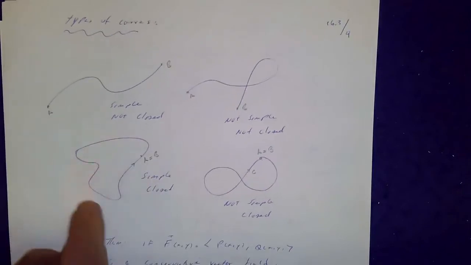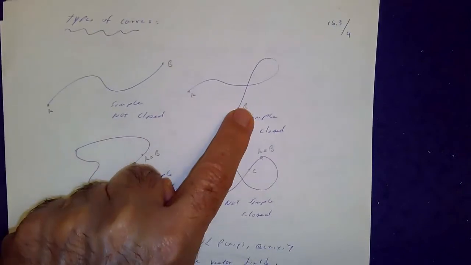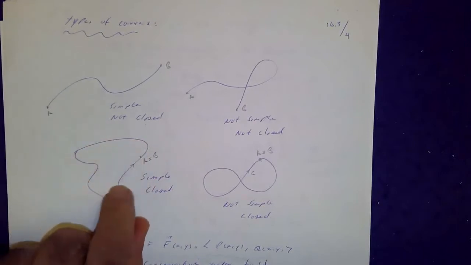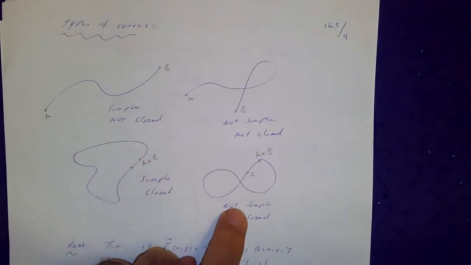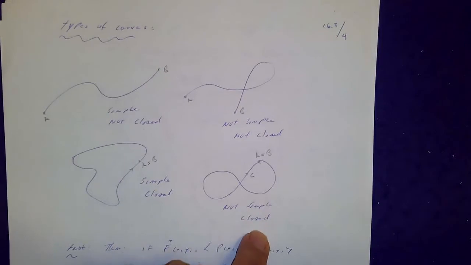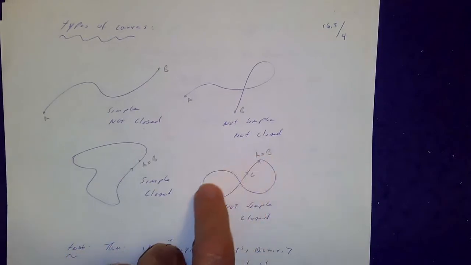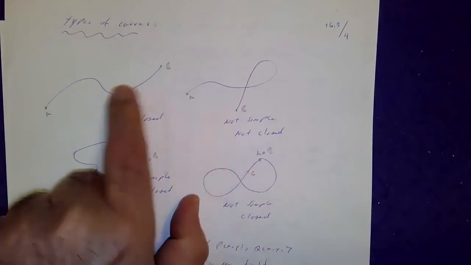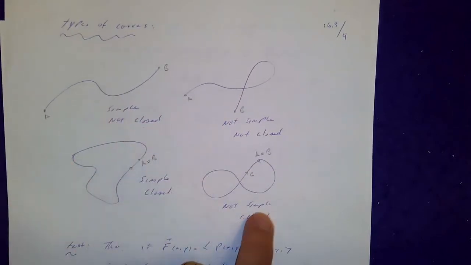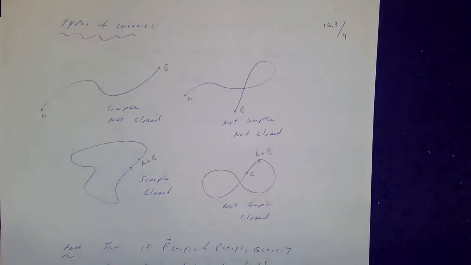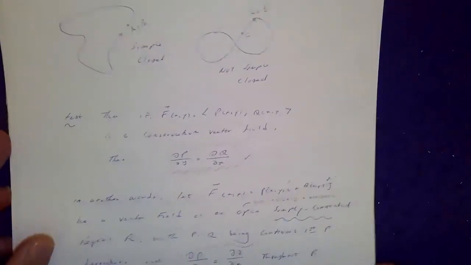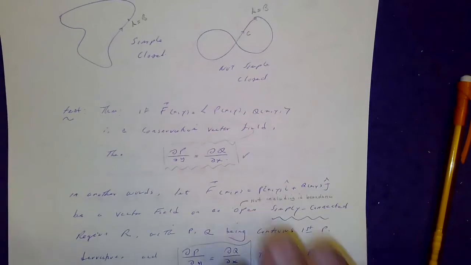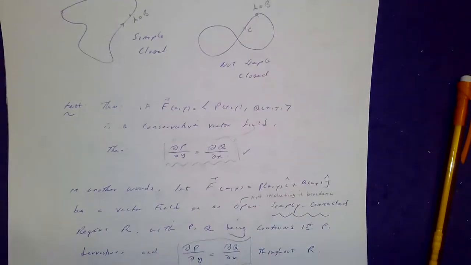This guy is simple and closed. It doesn't intersect itself, and notice there is no opening, so it's closed. This guy is not simple, but it's a closed curve. It's not simple because it intersects itself, but there is no opening like this guy or this guy. So it's not simple, but closed. Okay, that terminology shows up in the next theorem, so it'd be nice to know what a simple closed curve is.